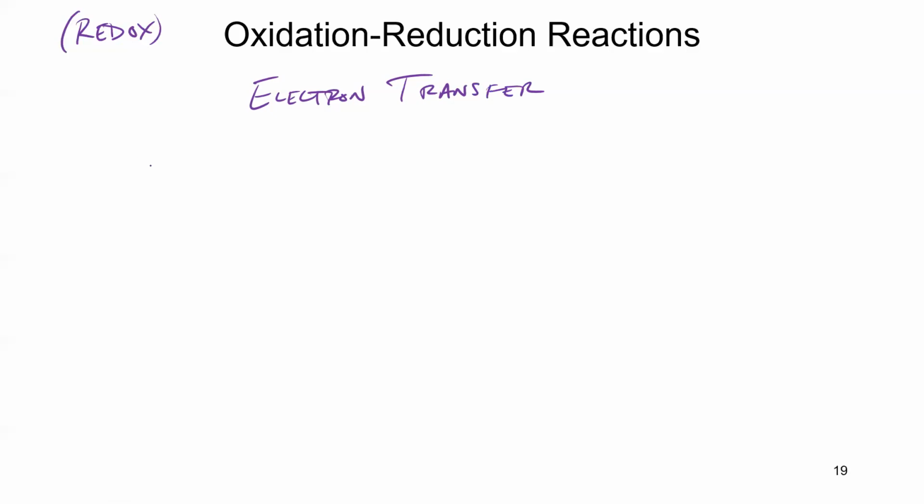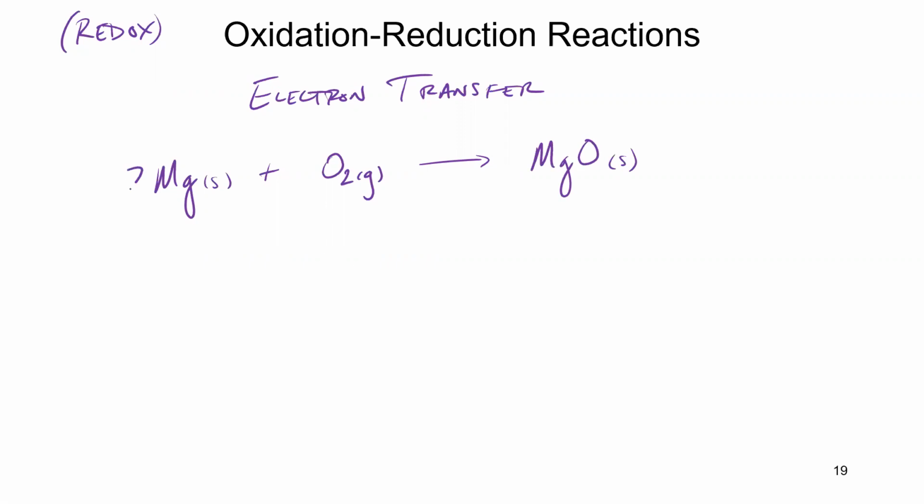So if we were to react magnesium as a solid with oxygen, that's a gas. What's the formula for magnesium oxide? MgO, Mg2O, or is it just MgO? Just MgO. Magnesium's a 2+, oxygen's a 2-. We end up with MgO. It's a solid.